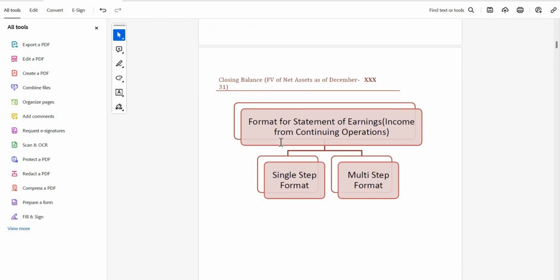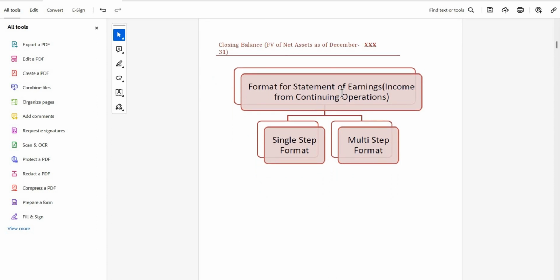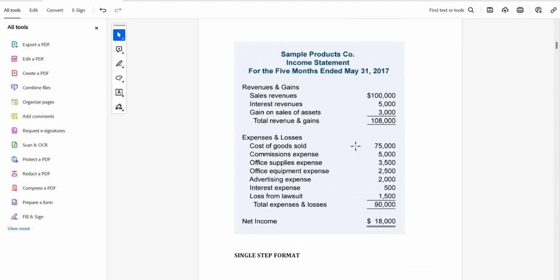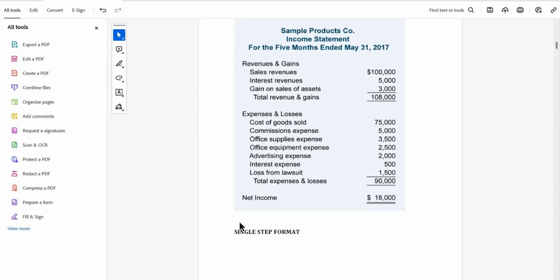Okay. Then moving forward to the format of the statement of earning. Income from continuing operation can be calculated in two ways: single step format and multi-step format. Single step format has only one column, multi-step format has two or more columns. This is a sample of single step format. This is revenue: sales revenue, interest revenue. We will add all the revenues, we will get total revenues, and we will deduct all the losses or expenses, and we will come to the net income.